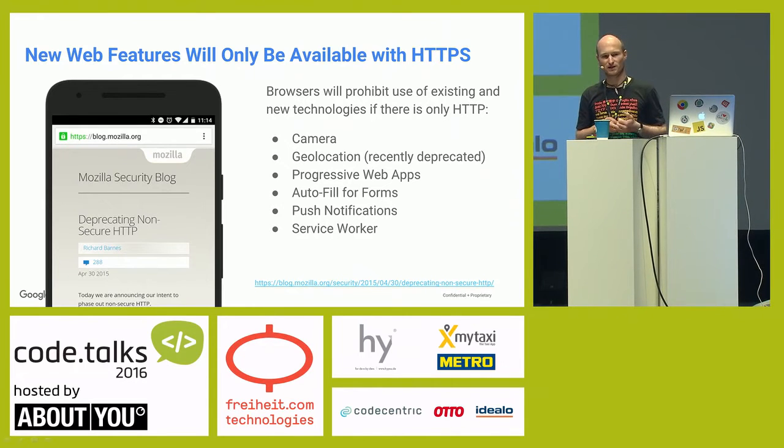One quick reminder: everything about progressive web apps requires HTTPS. This is why code.talks are in a good position, they already have HTTPS, but also more and more browser APIs will require HTTPS in the future. So in the future, camera, geolocation, all progressive web app features like service workers, but also autofill for forms and push notifications will require HTTPS. So that's what I said earlier. If you are still on HTTP and you run any kind of business, probably now is a good time to move to HTTPS.